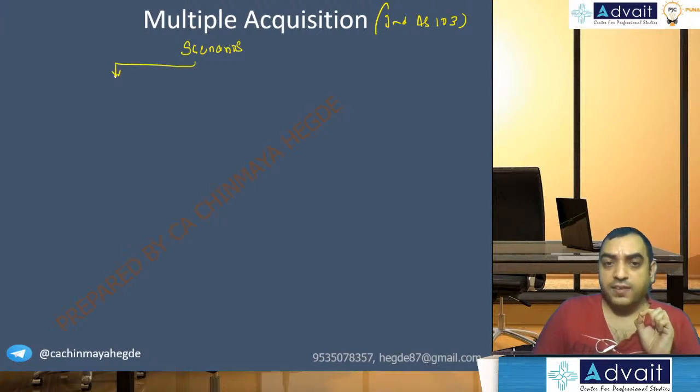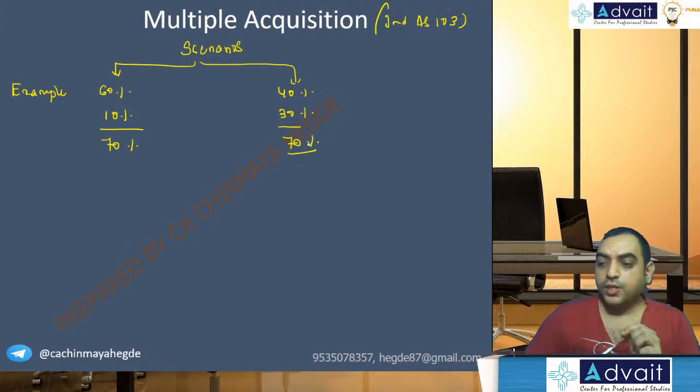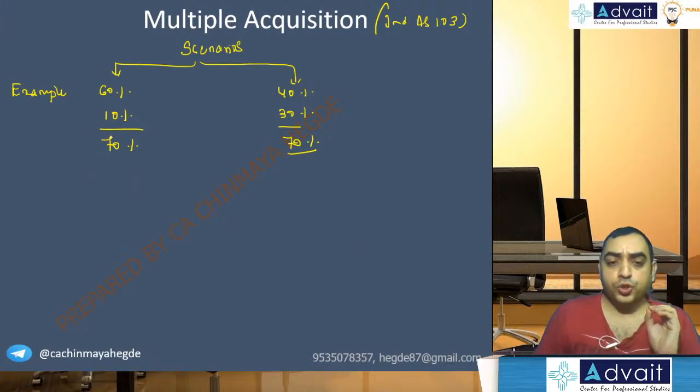One scenario, I will take an example directly. You acquire 60% first and 10% later. And for the second scenario, I'll take 40% first, 30% later. You see, in both cases you're having 70%. So what should you do in this case? You should identify when the control comes into existence.